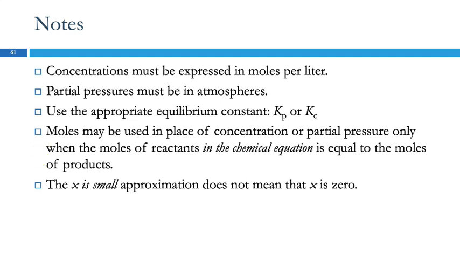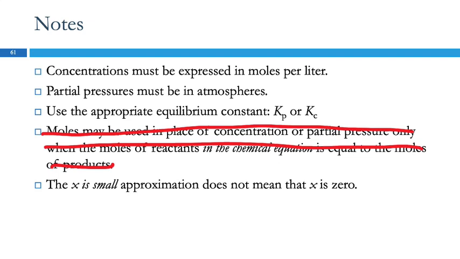Sometimes you can use moles instead of molarity. The only time, though, is when the moles of reactants in the chemical equation is equal to the moles of products. So I think it's best to pretend that you can't do that. Just always use molarity. And then another thing important to remember, the x is small approximation does not mean that x is 0. It means this other number minus x is so small it didn't change. Okay?